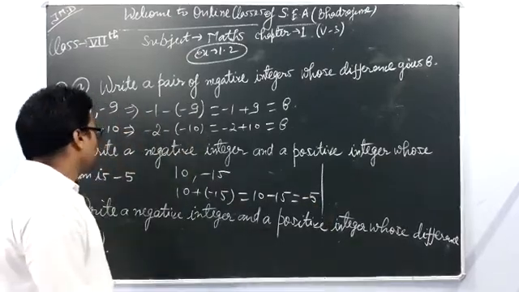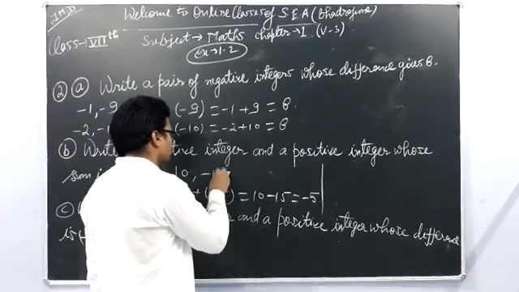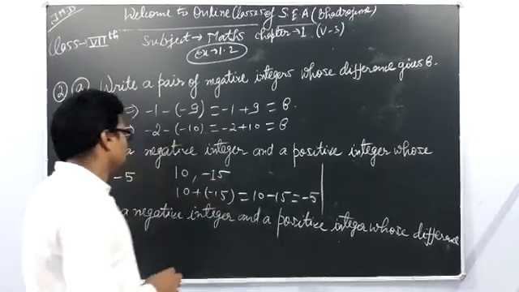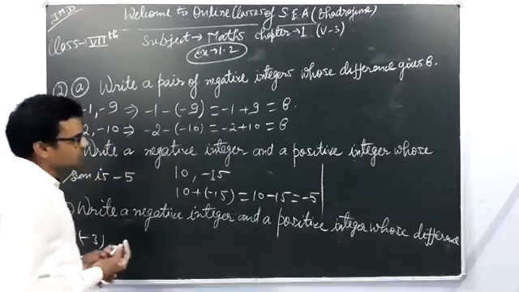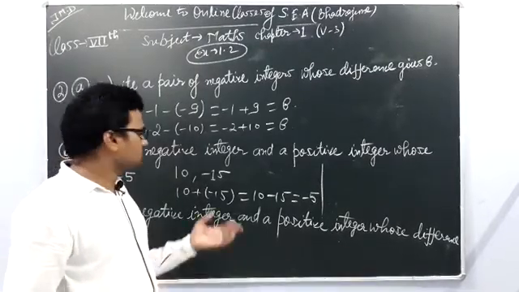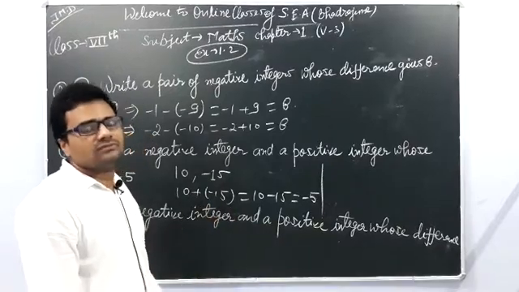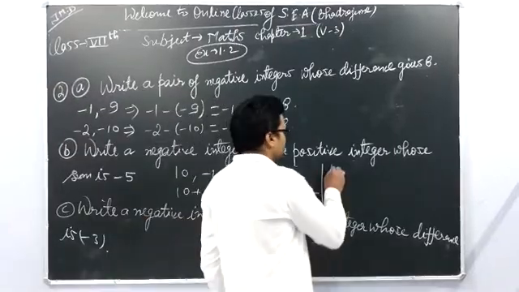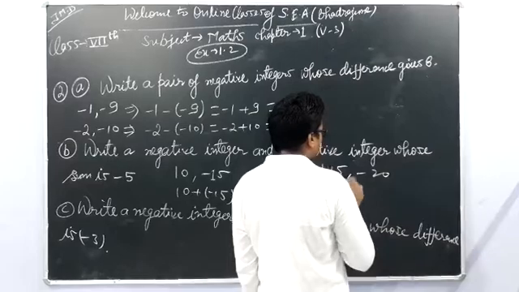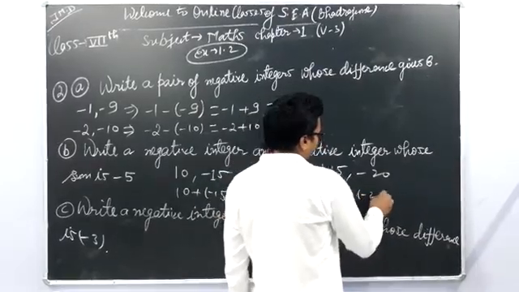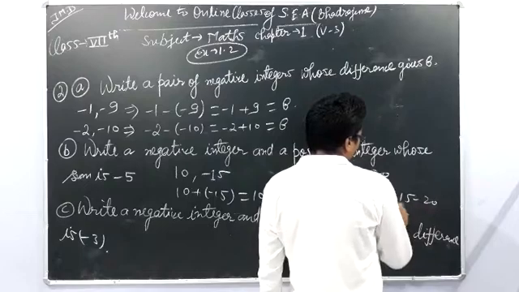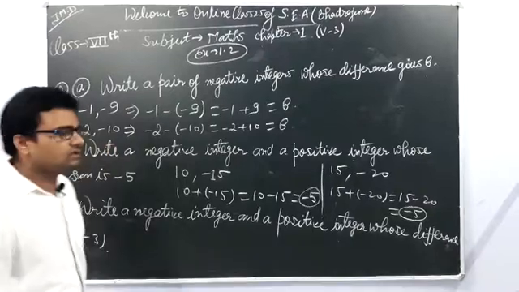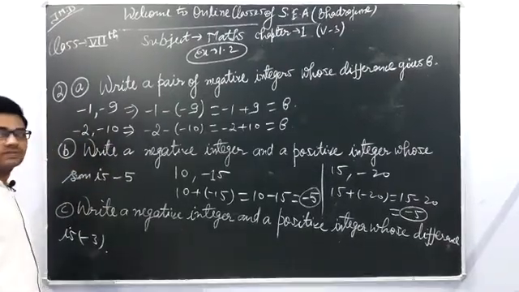I am just giving you one more example so that you will be able to understand it very easily. If our first integer is 15 and the second one is minus 20, then their sum will be minus 5. I hope now you all got it very clearly.